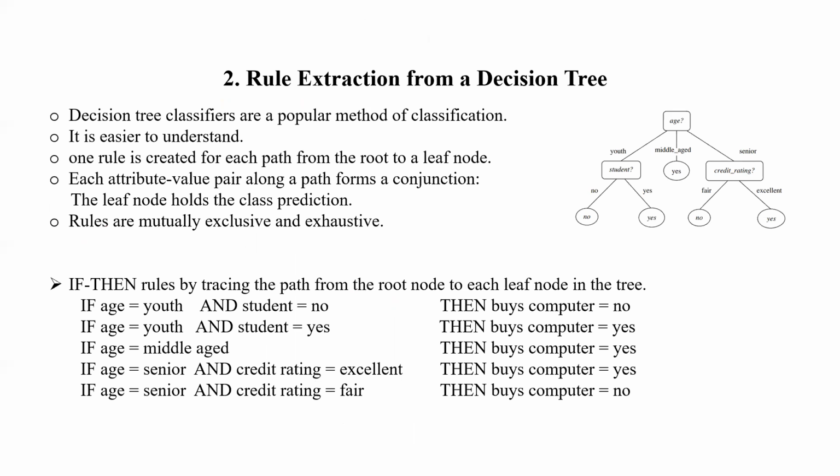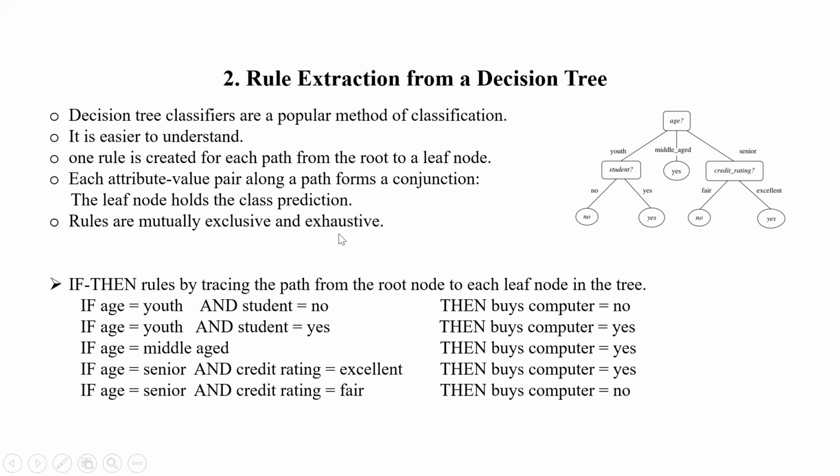Decision tree classifiers are a popular method of classification because they are easy to understand. One rule is created for each path from the root to a leaf node. Each attribute-value pair along a path forms a conjunction. Means from each path we will form a conjunction. The leaf node holds the class prediction. The leaf nodes, the ones below, the no and yes, will be the leaf nodes. They will predict the classification.